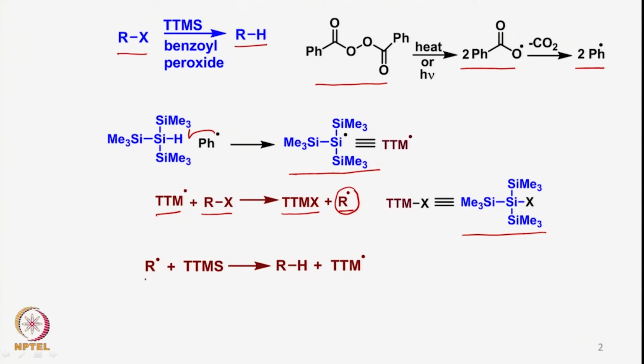This R dot then reacts with TTMS, that is tris trimethylsilane, which provides hydrogen, and it forms the RH, which is the reduced product, and of course we recover the TTM radical. So this is how the chain continues, and we have the reduction of RX to RH.